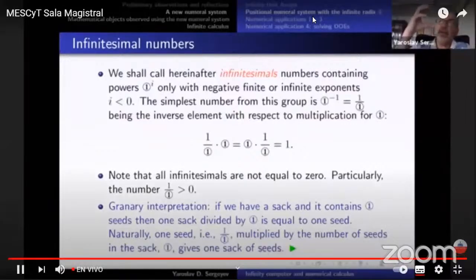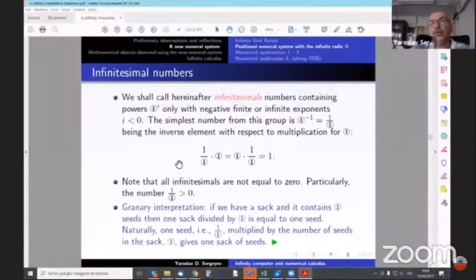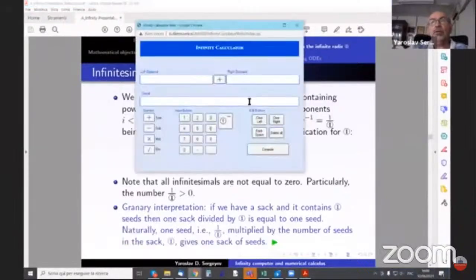Infinitesimals also can be interpreted from the point of view of the granary, because what is gross one? It is the stack viewed from the point of view of a single seed of grain. And what is 1 over gross 1? The seed viewed from the point of view of the stack.